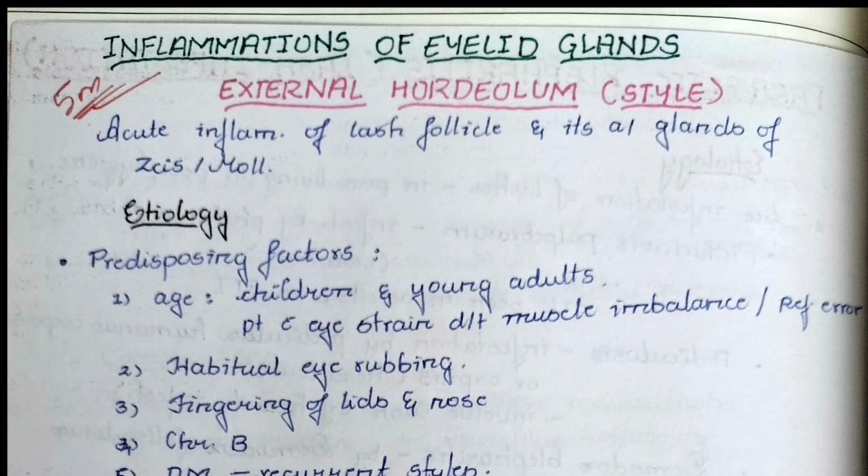It is also known as stye. It is an acute inflammation of the eyelash follicle and its glands, that is, the glands of Zeis and the glands of Moll. The gland of Zeis is a sebaceous gland, and the gland of Moll is a sweat gland. They are present at the base of the hair follicle.